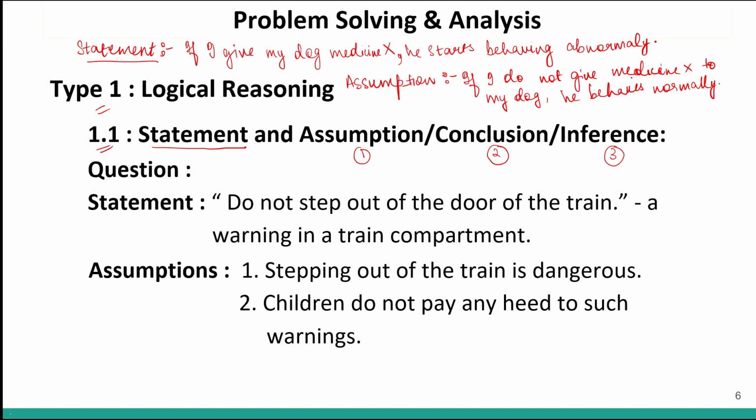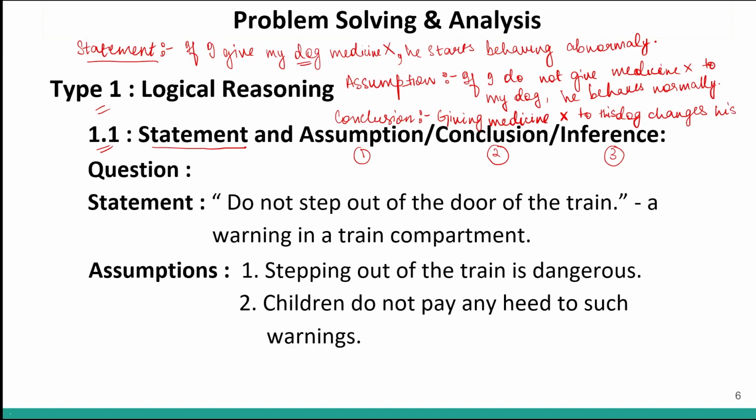What can I conclude from this statement? Conclusion. If I look at the statement, I can conclude that giving medicine X to a dog will affect his behavior, right? I can conclude that giving medicine X to a dog changes his behavior. To this dog actually, because we are talking about a particular dog over here, okay?